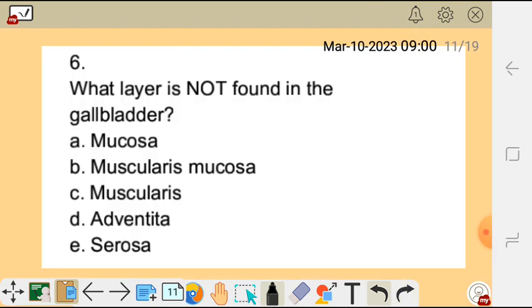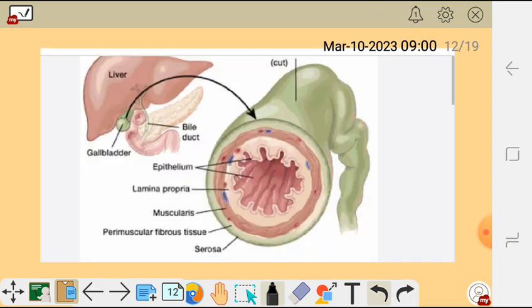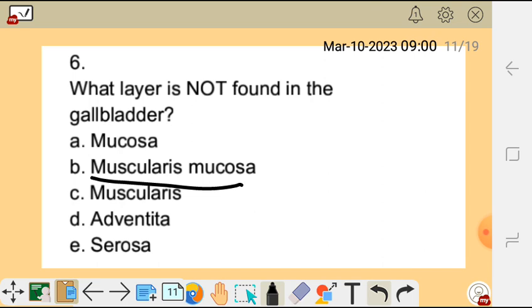What layer is not found in the gallbladder? A. Mucosa. B. Muscularis mucosa. C. Muscularis. D. Adventitia. And E. Serosa. So the gallbladder, we are going to have about 3 layers. We have the innermost layer, which is called the mucosa, followed by the muscularis, which is made up of smooth muscle cells, and we also have the serosa, but we do not have the muscularis mucosa.